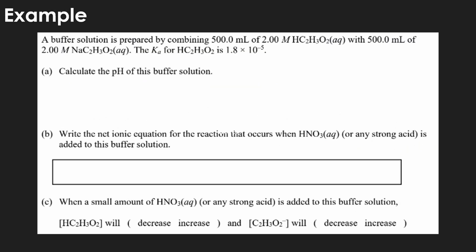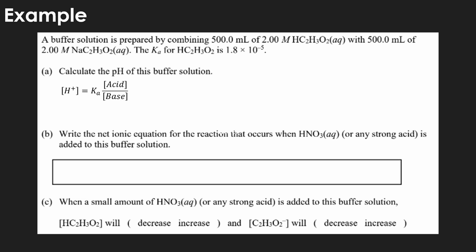Let's take a look at an example of how to calculate our pH of our buffer solution. So a buffer solution is prepared by combining 500 milliliters of 2 molar acetic acid with 500 milliliters of 2 molar sodium acetate. So we've got that acetic acid and that acetate ion. So the Ka for acetic acid is 1.8 times 10 to the negative 5. So we want to find our pH of that buffer solution.